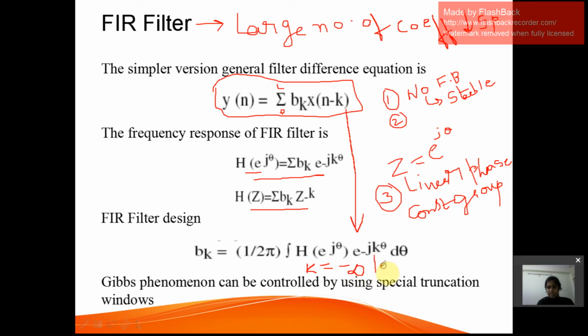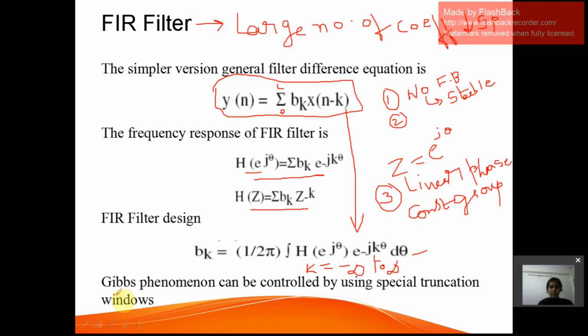In order to calculate this b suffix k coefficient, as the limit itself says, you will be getting lengthy values, an infinite number of values. There is a situation where you need to truncate it. If you truncate that continuous sequence, obviously there will be a distortion. That distortion we call the Gibbs phenomenon.